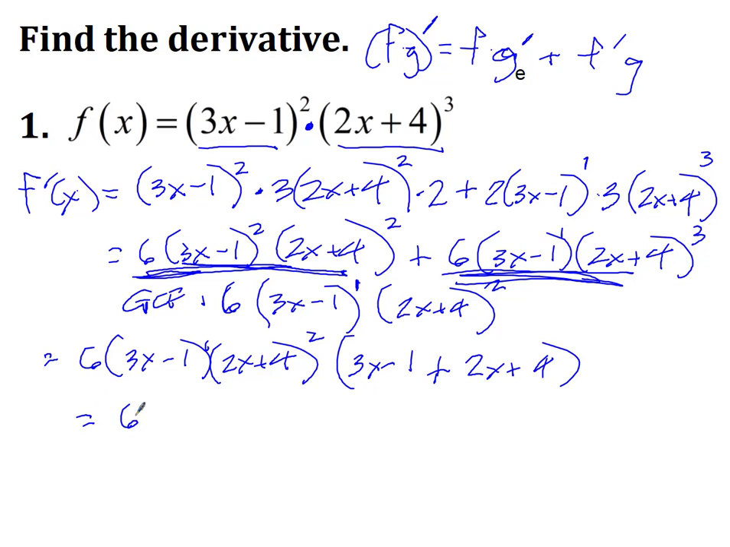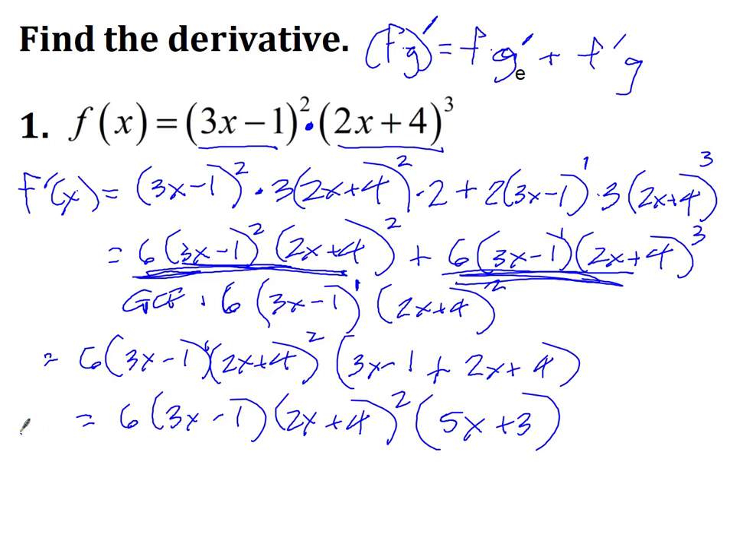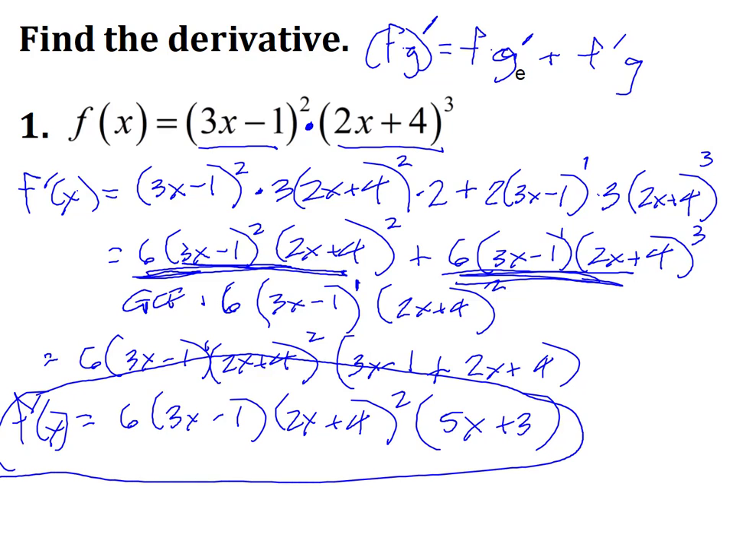And now I can simplify this. I get 6 times (3x - 1), (2x + 4) squared, and (5x + 3). That is the derivative. And that would be way easier to use to determine where it has a horizontal tangent line, where it has 0 for the slope. Simply set each of these factors equal to 0. That's why we get it in this form as opposed to this ugly, hideous form here.